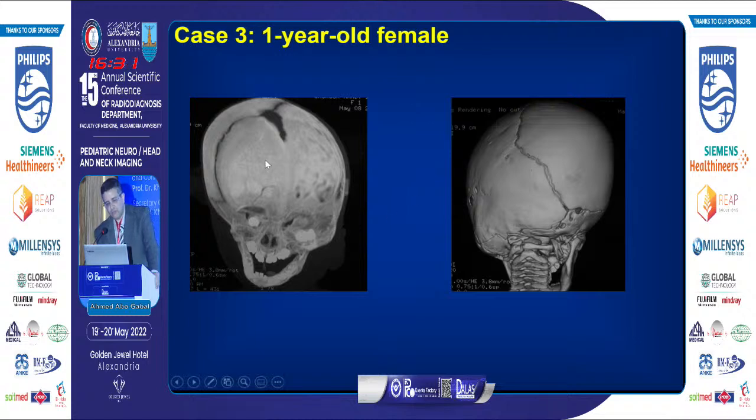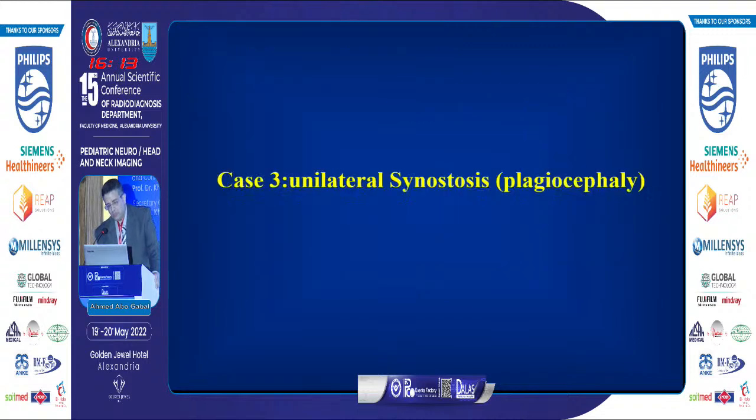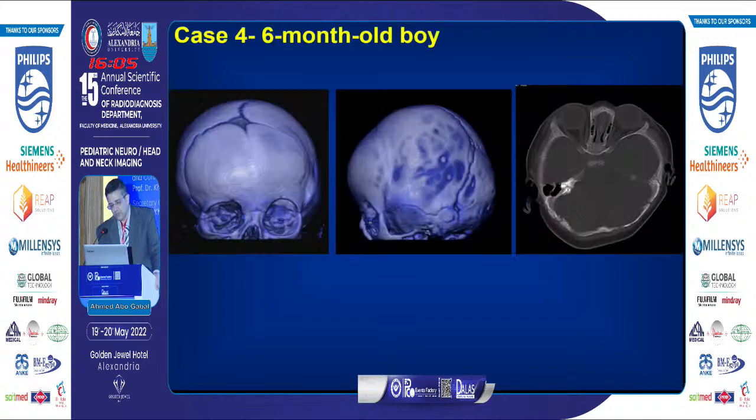Another type of craniosynostosis, which is unilateral craniosynostosis. We have the coronal suture fused, and we have the lambdoid suture at the same side also fused. This led to what we call oblique skull deformity. This is plagiocephaly. What do we mean by plagiocephaly? It is the oblique skull due to synostosis at one side only. Another case of craniosynostosis, also plagiocephaly, but this is frontal only. The coronal suture is the one synostosed on one side, while the other sutures are patent.